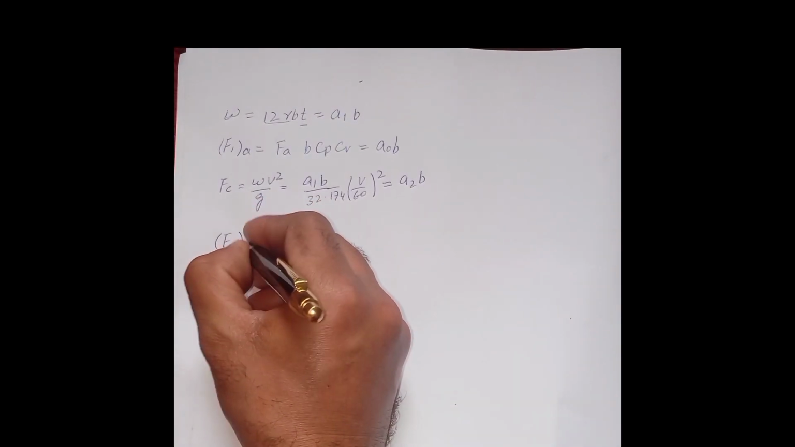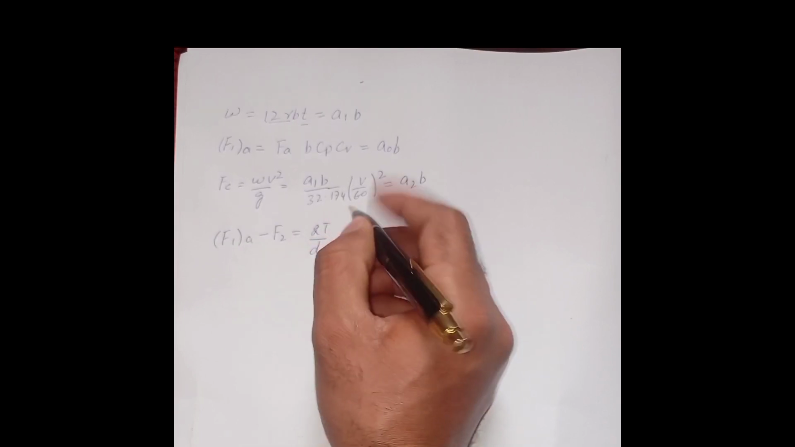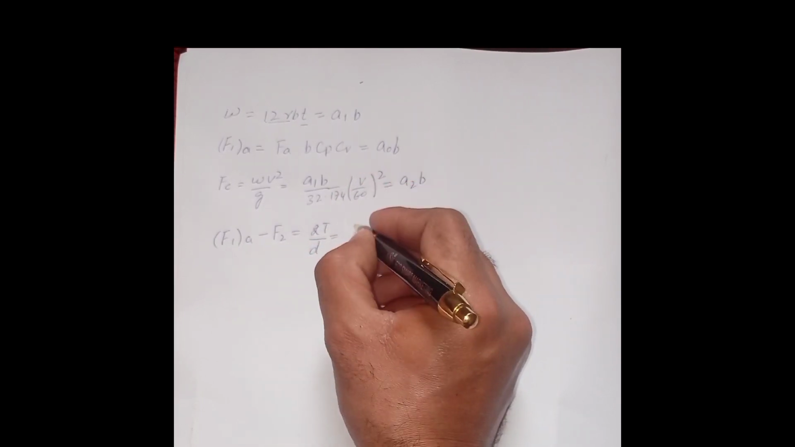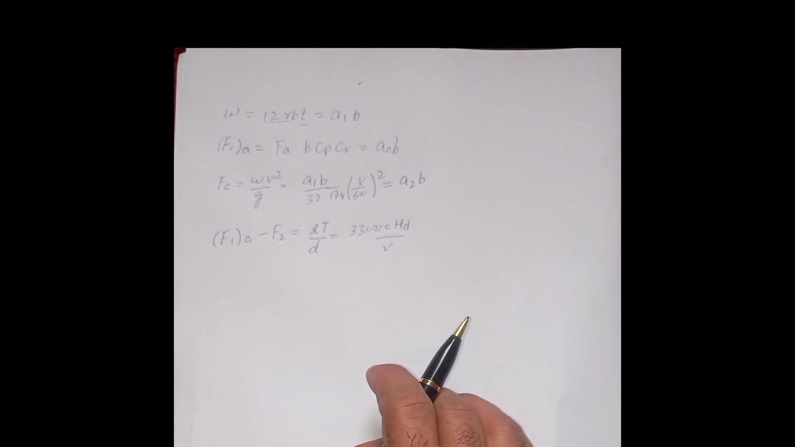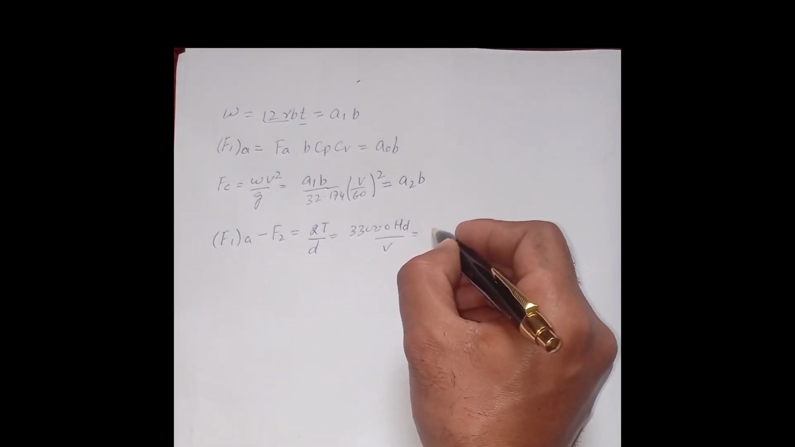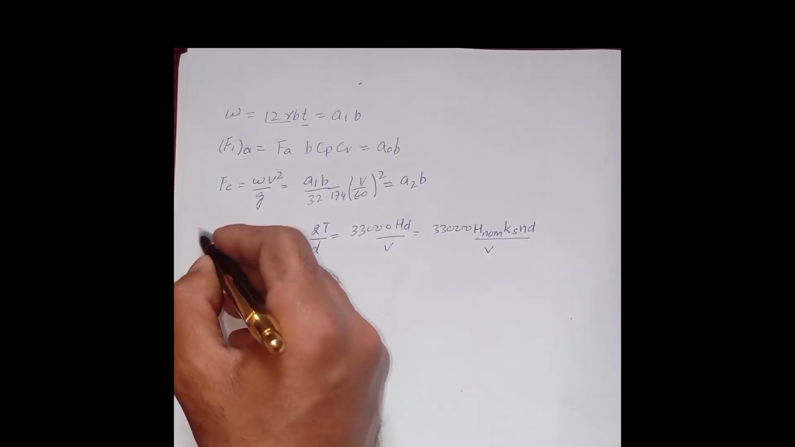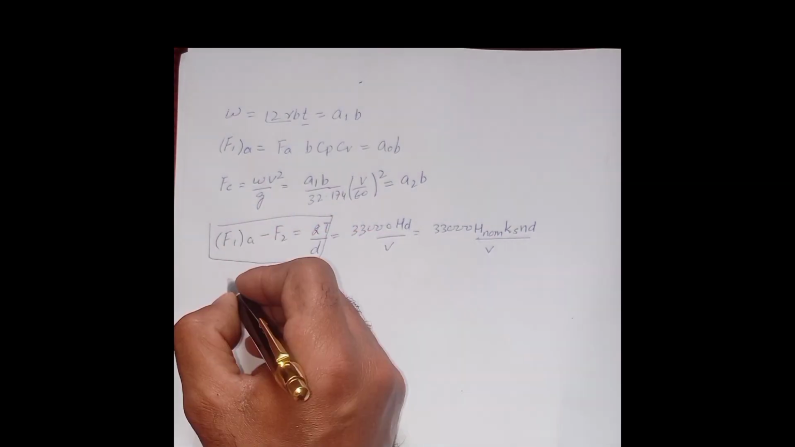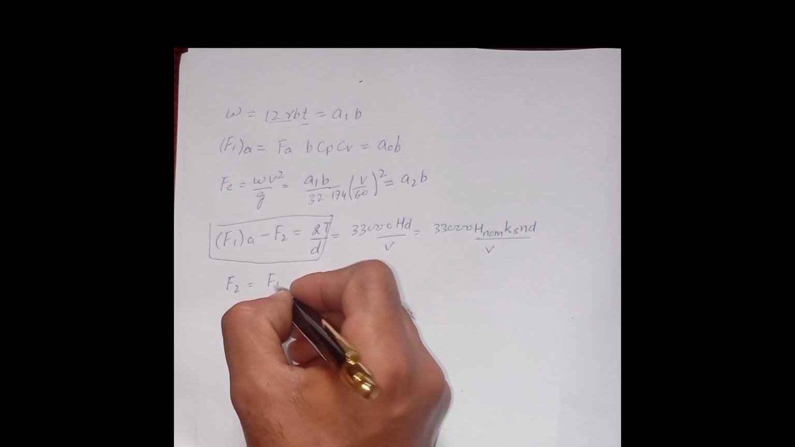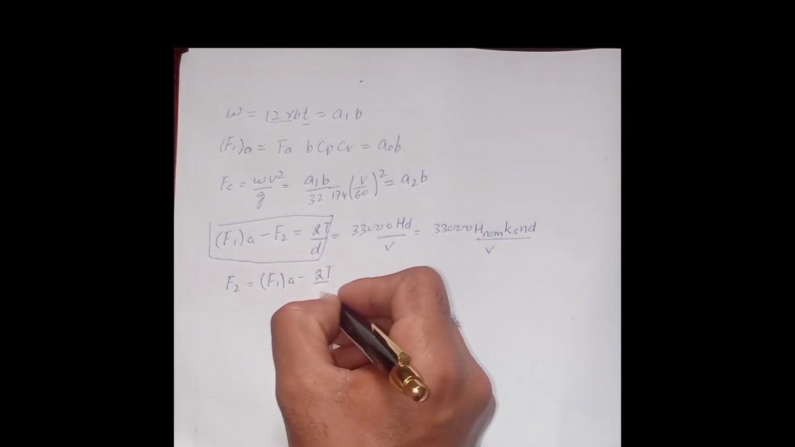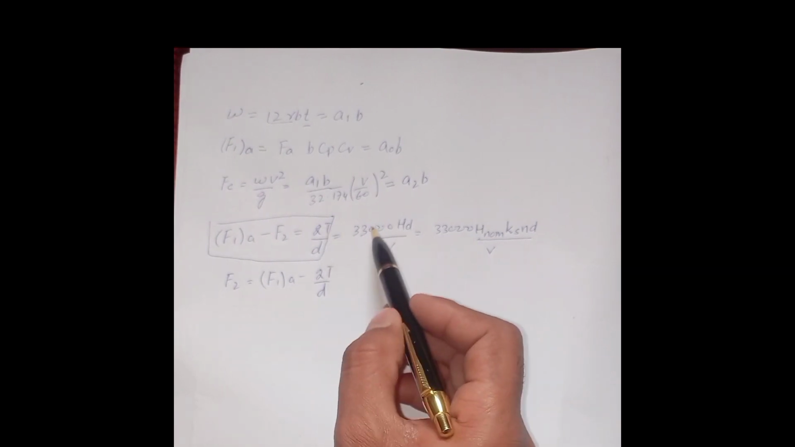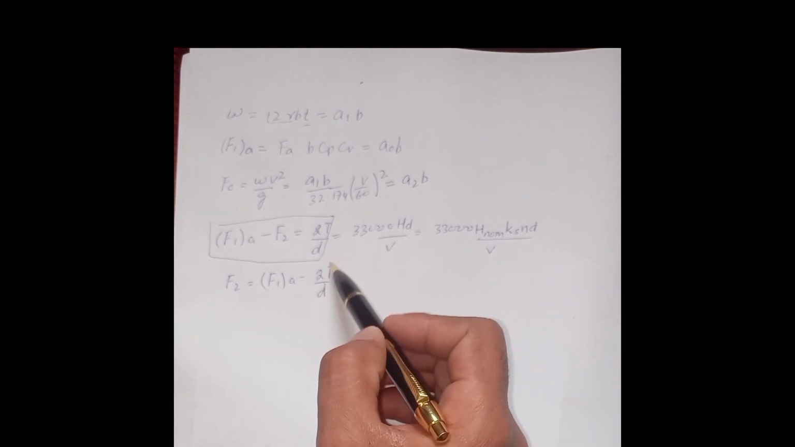So instead of a1 divided by 32.174 and 2 v divided by 60 whole square, we have put a2. Similarly, it is given that F1a minus F2 is equal to 2T by d, and it is also equal to 33,000 H divided by V, and as you know, H design is equal to H nominal Ks nd. So from this, F2 is equal to F1a minus 2T by d, or you can also write 33,000 H design by V instead of 2T by d.